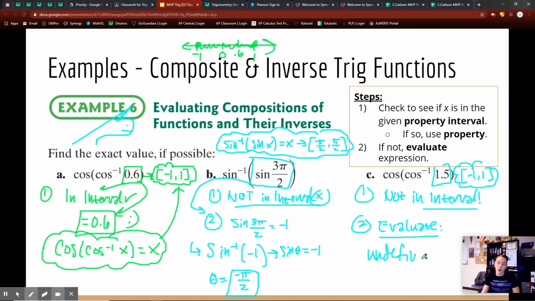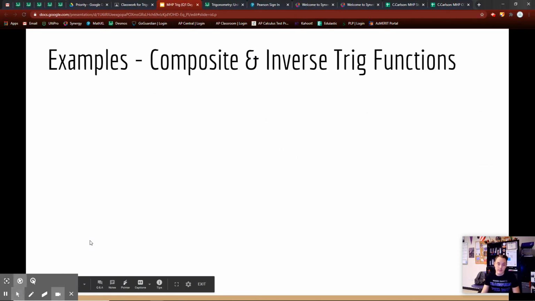Undefined. Why? Because 1.5 is past the range for cosine. It cannot equal 1.5 because it's past this range. Okay? All right. So use the calculator to always double check if you need to. Awesome.